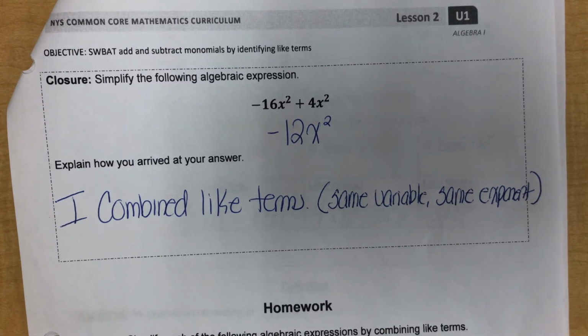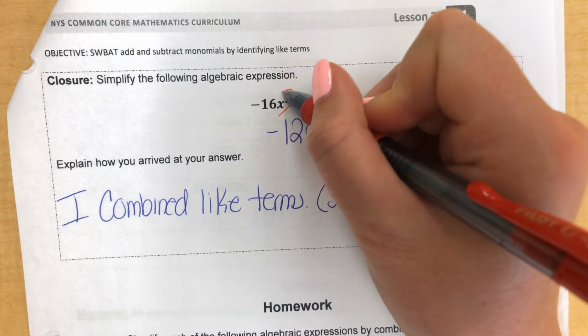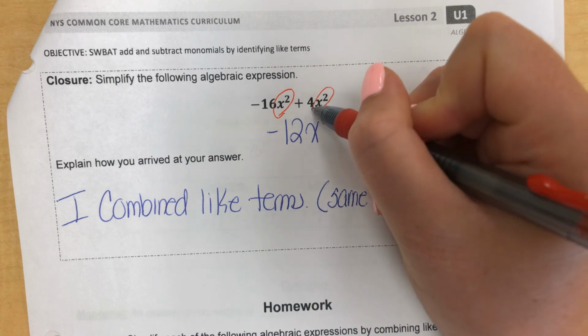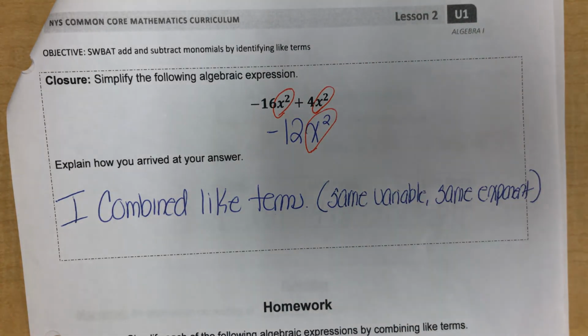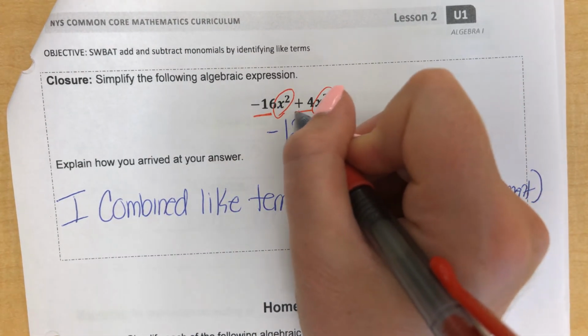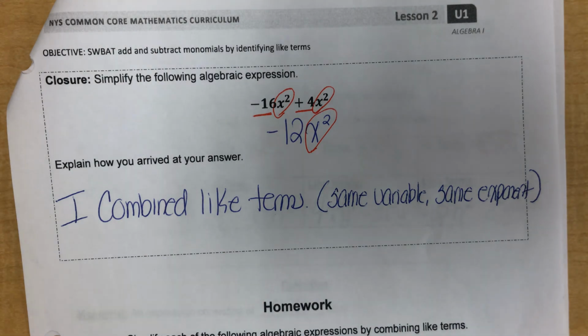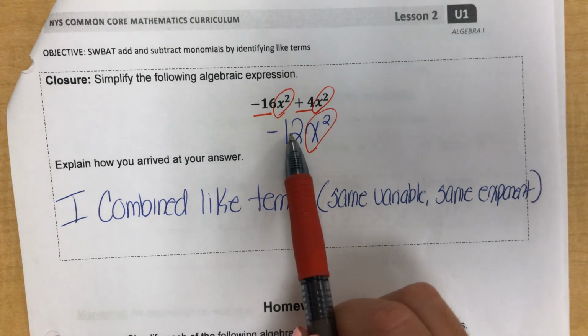Okay. So the question said to simplify the following algebraic expression. Simplify just means, you know, if you have like terms, combine them. And here I do have like terms. I have x to the second, and again, I have x to the second. So I'm going to keep x to the second in my answer, and then I'm just going to combine those coefficients in front, which is a -16 and a +4. So when you type that in your calculator, -16 plus 4, you get -12.